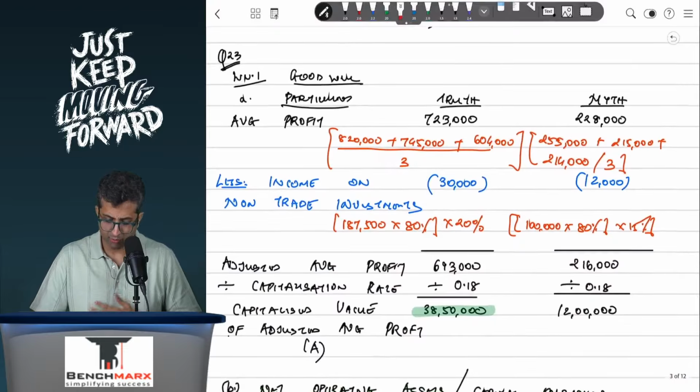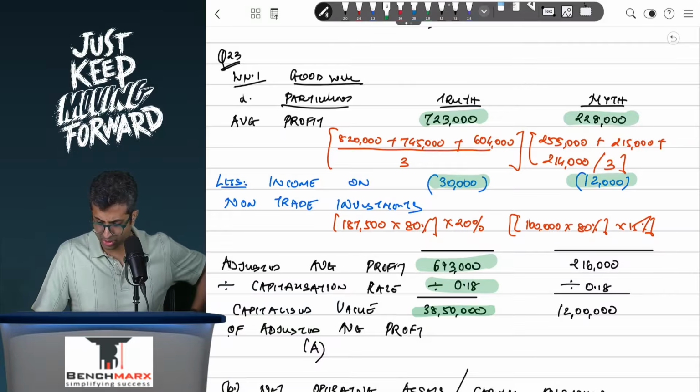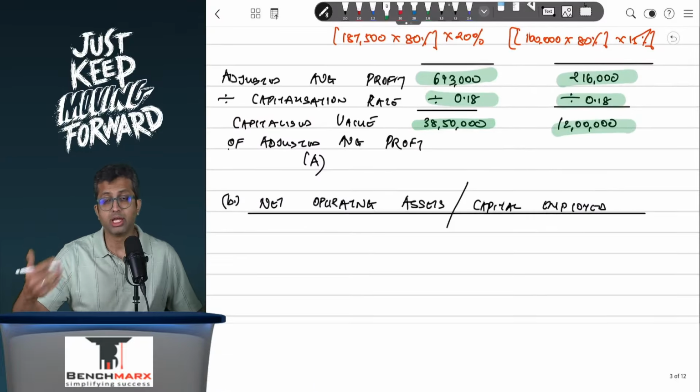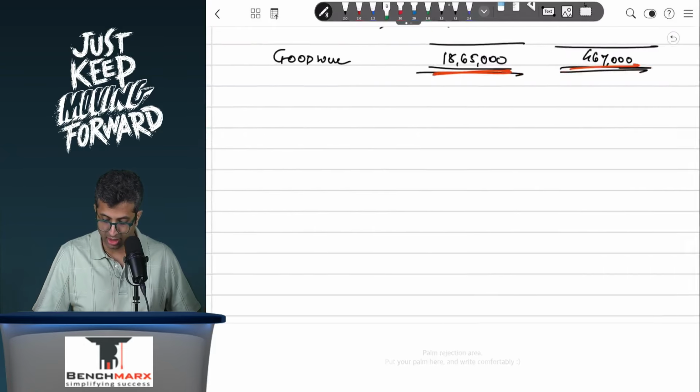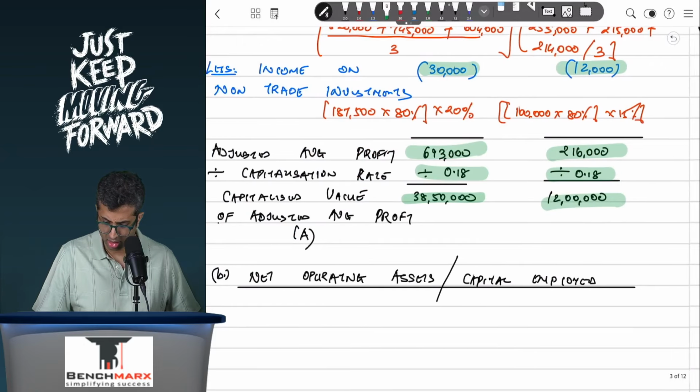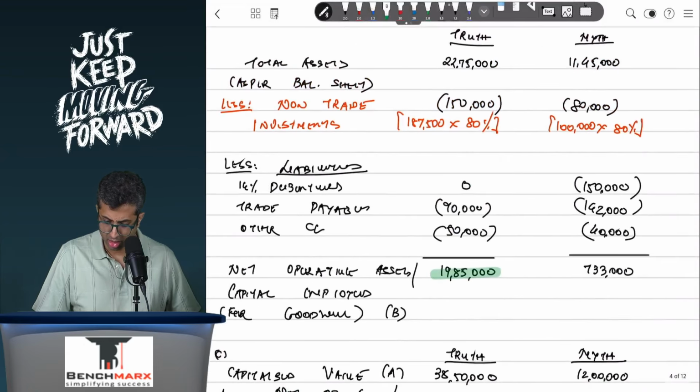So if I look at the intrinsic value, where is this question number? 23. Yes, for goodwill calculation, I will take 723 minus 30 comes to 693 divided by 0.18, 38 lakh 50. 228 average minus 12,000, 2 lakh 16 divided by 18, this is 12 lakhs. Okay, now if I want to find intrinsic value, I will take the fair value of all assets and liabilities, including goodwill. So over here, you will look at total assets less non-trade investments and liabilities.